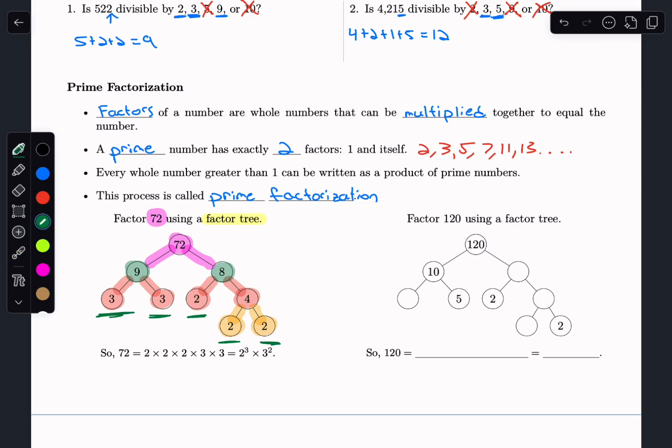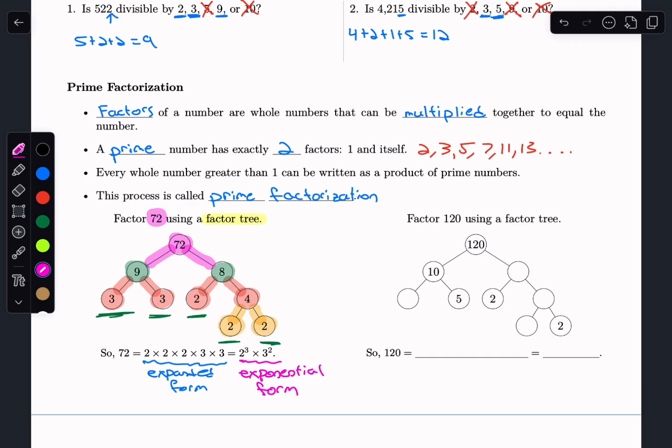And that form that it's in right now, we saw in lesson 1, right here, this is called expanded form, where we multiply all the numbers out. But then we also have the form we prefer, which is right next to it, 2 to the power 3 times 3 to the power 2. This is exponential form. And generally, when we write prime factorizations, we want that exponential form because it's a lot tighter and easier to read.